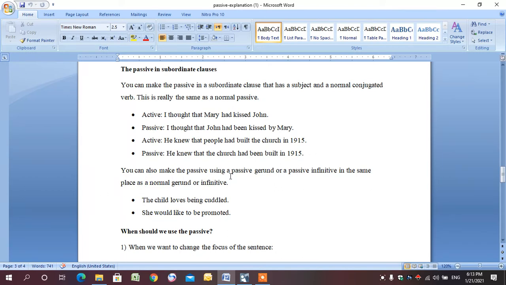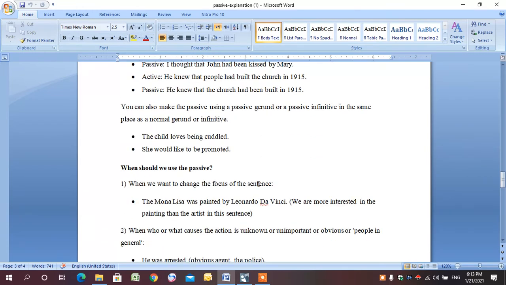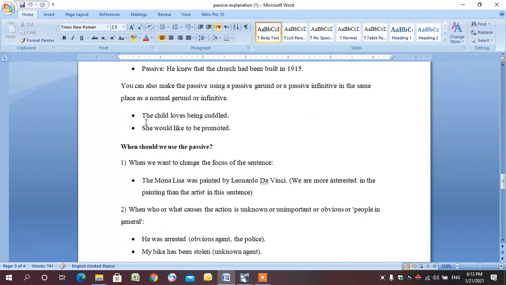You can also make the passive using a passive gerund or a passive infinitive in the same place as a normal gerund or infinitive. So you can say, the child loves being cuddled, it's a gerund, or she would like to be promoted, it's a passive infinitive.